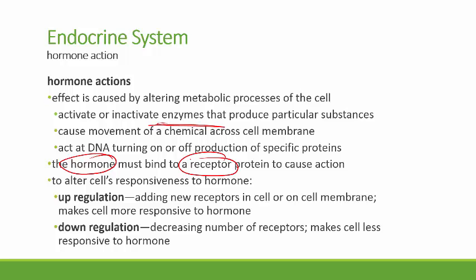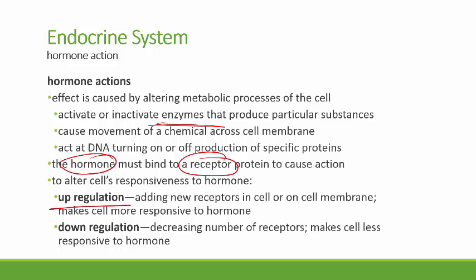So if we have a cell and it's not responding to a hormone, we can increase that cell's ability to respond to a hormone through what is called upregulation. Upregulation will put additional receptors in the cell or on the cell membrane, and then the cell can become responsive to the hormone. So frequently, this is how we can get cells activated to recognize a hormone, through upregulation.